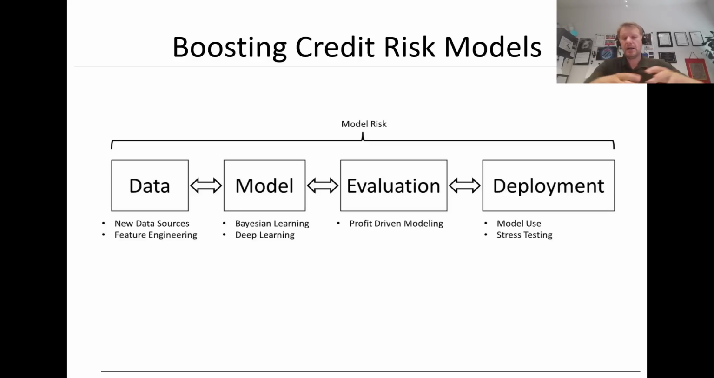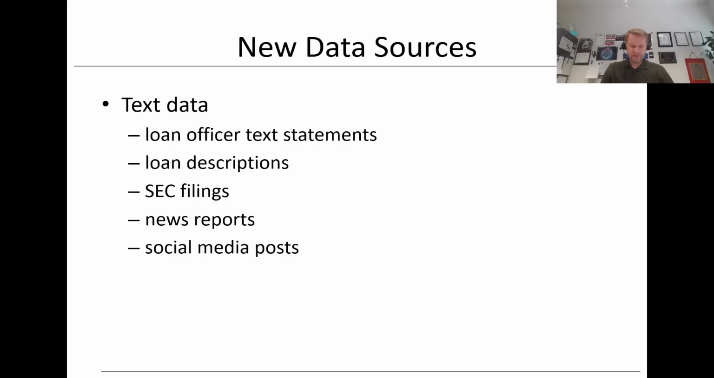And you see that model risk is a kind of all-encompassing type of risk because it includes the data risk, it includes model risk, evaluation risk, deployment risk, and so on, as we will see later on. Let's first have a look at the new types of data sources.